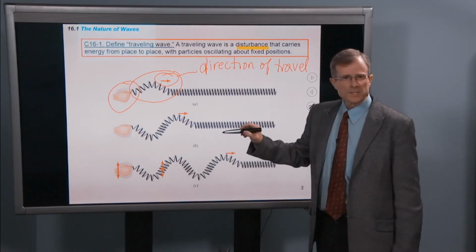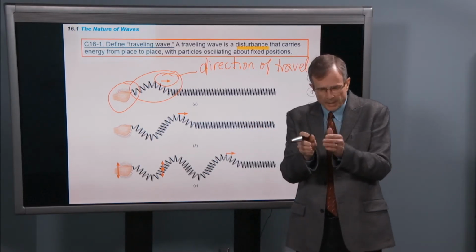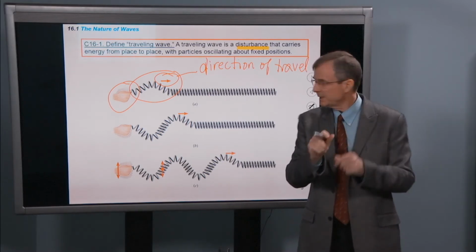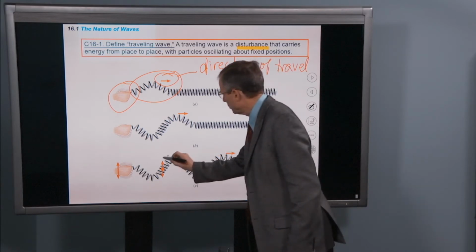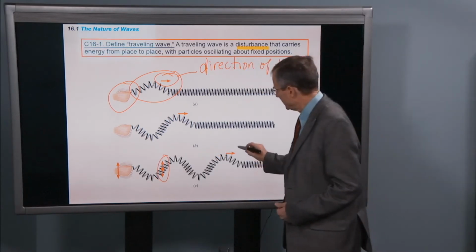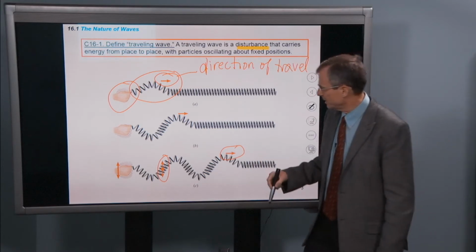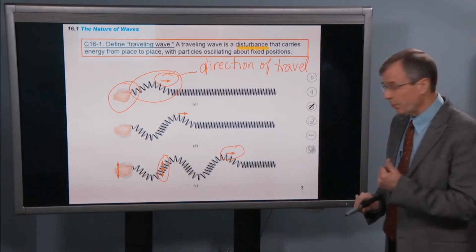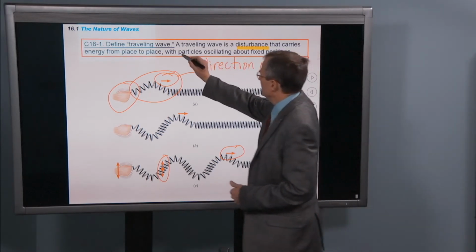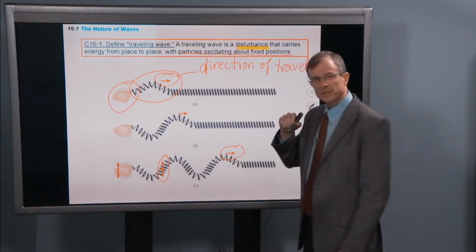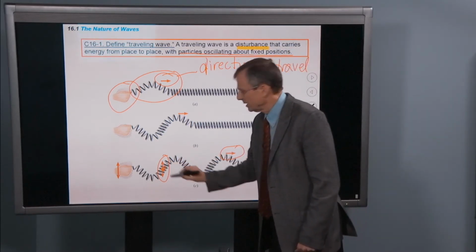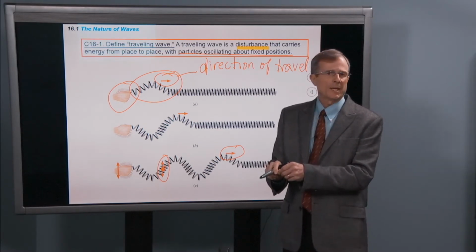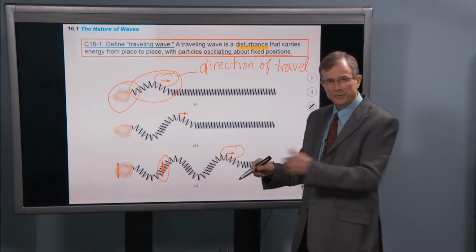And the particles, these little bits of slinky, you mark off, put a red mark on a little bit of slinky, say for example right here, and you're interested in its particular motion. It does not move in the direction of travel. In this particular case, it moves up and down. But the most important part for this definition is that these particles oscillate about fixed positions. So this little bit of slinky is going to move up, move down, and then move back to where it started again. It's not moving with the wave.